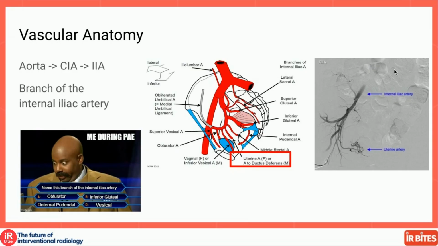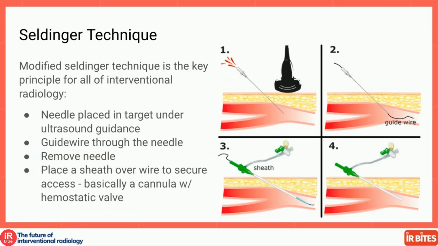And so here on the right, if you look at the angiogram, this is the internal iliac artery. And the uterine artery is this one that's going towards the midline and then kind of very squiggly. It usually has this tortuous course as opposed to some of the other vessels that are a little bit straighter. And the Seldinger technique is an important concept to cover as well.